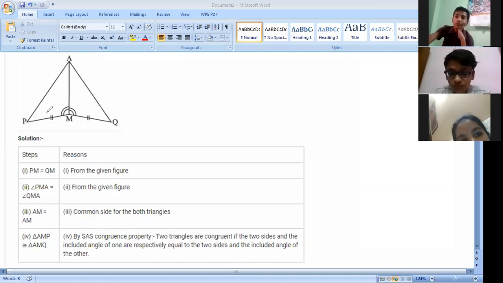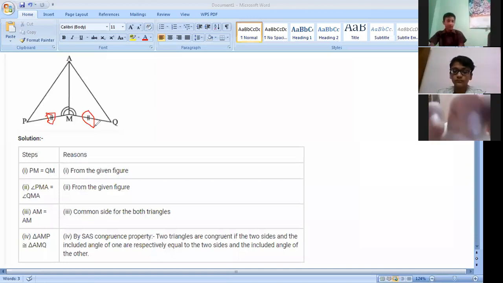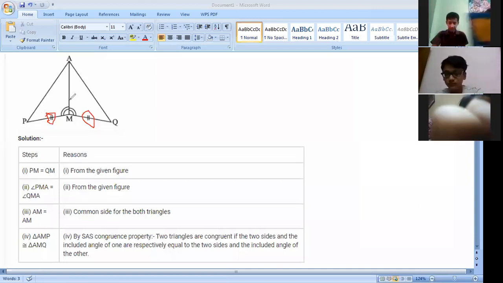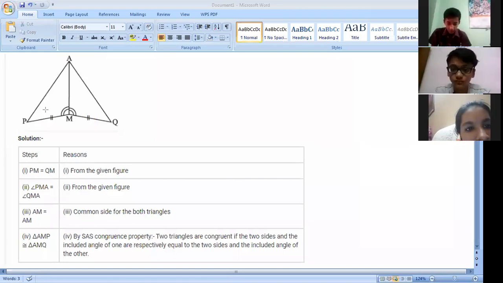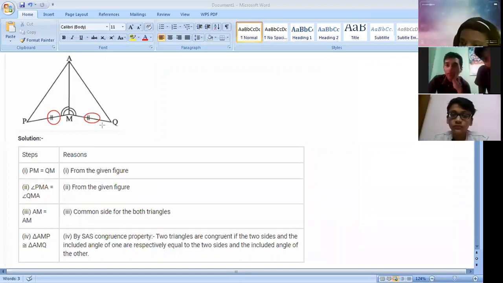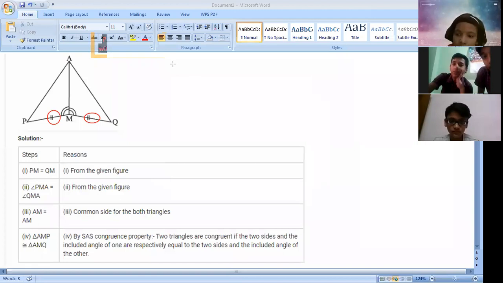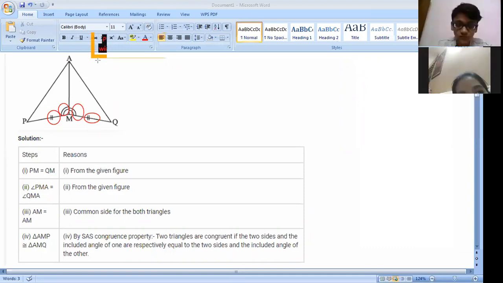As you can see this symbol here, these two lines, and these two lines you can see here also. So this symbol resembles that, and both are same. You have to see the symbols accordingly. This side is equal to this side. It's already given. So angle MPA is equal to angle QMA. It's already given in the figure.